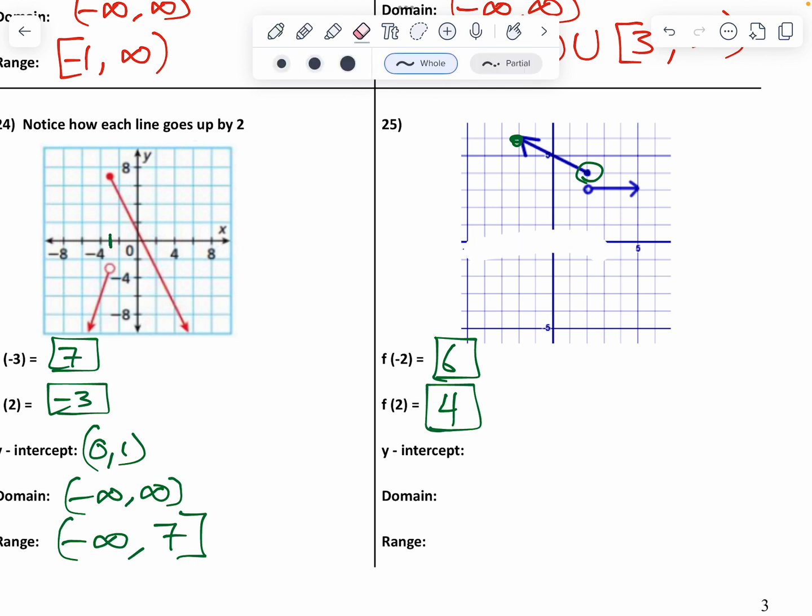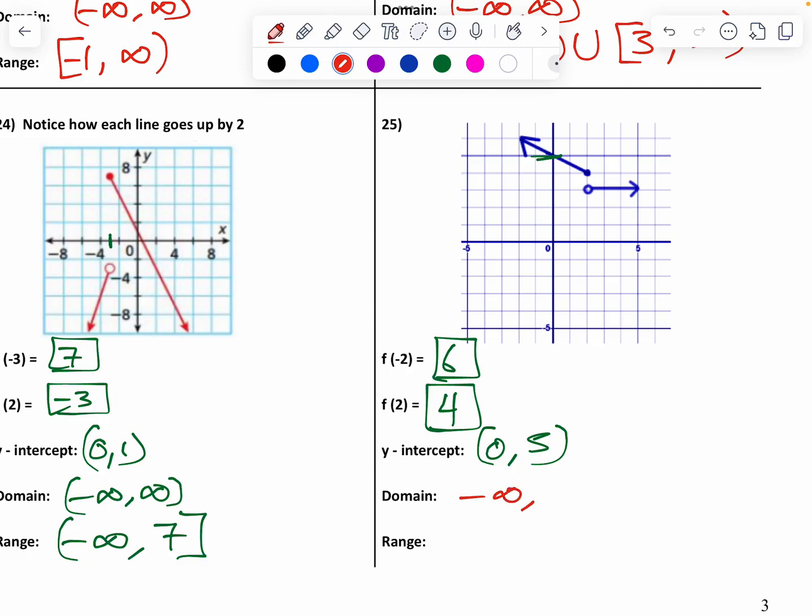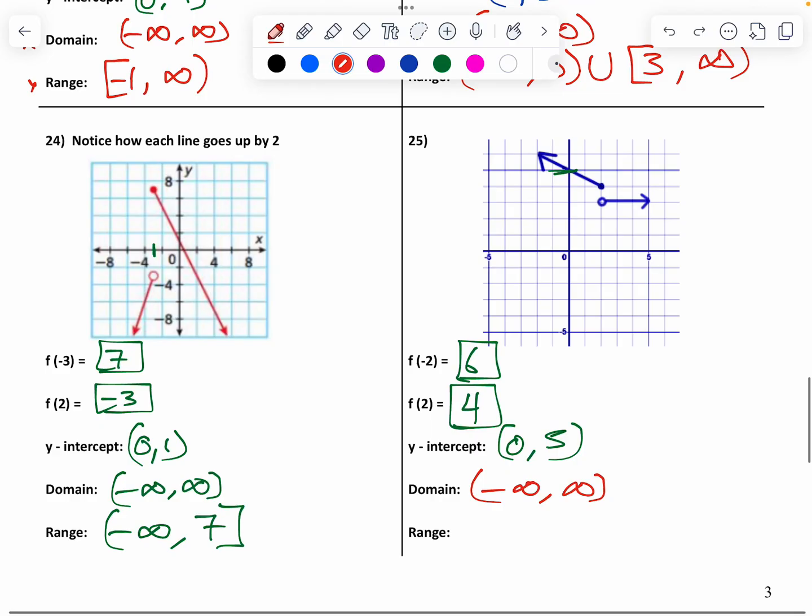Okay. There's that. Y-intercept, where's it cross? And that's right there at 5, so 0, 5. And then our domain, once again, it's going left and right forever. Range, again, how far down is this going? This is not going down forever. The first y value we see is right there. And that's a flat line, so we're just going to use the one number, which is 3.